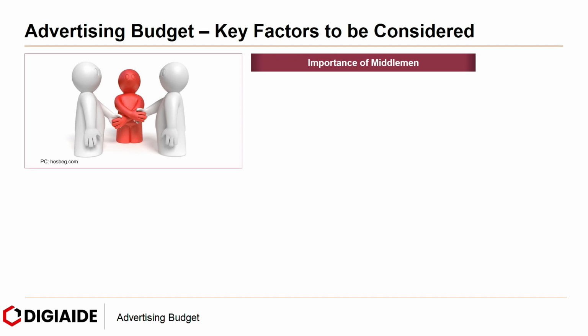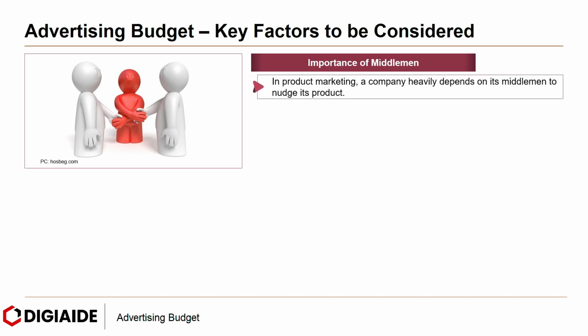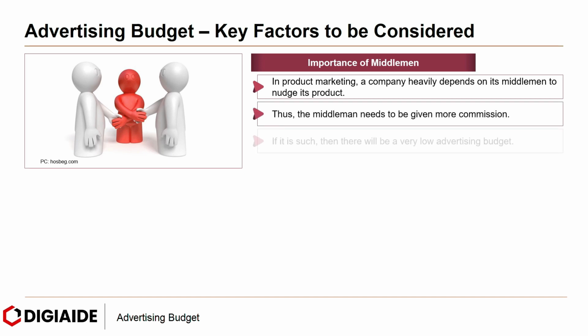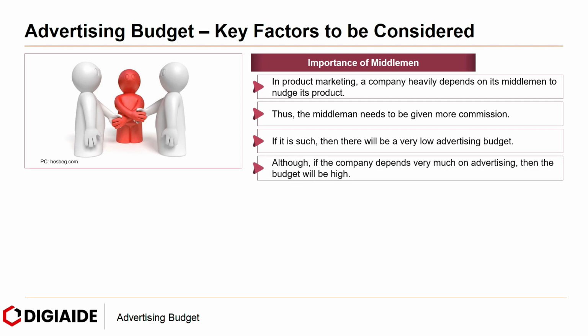Also, the importance of middlemen. In product marketing, a company heavily depends on its middlemen to nudge its product. Thus, the middleman needs to be given more commission. If it is such, then there will be a very low advertising budget. Although, if the company depends very much on advertising, then the budget will be high.